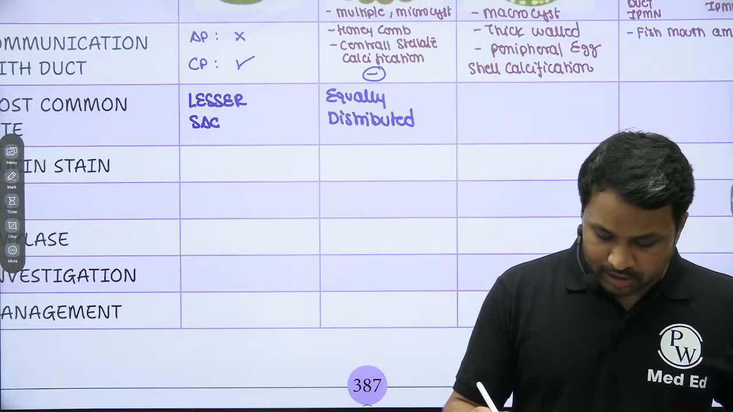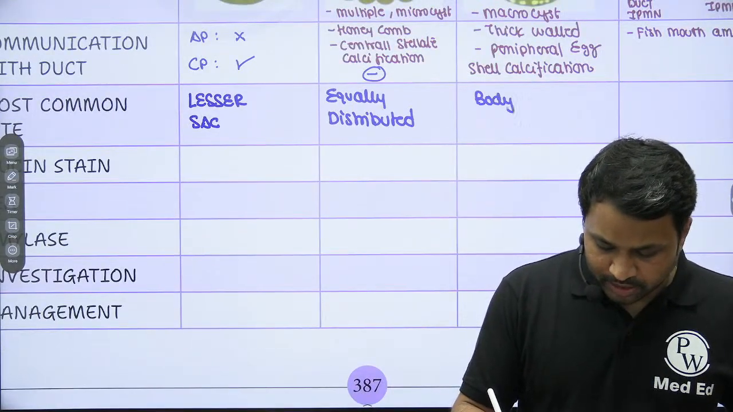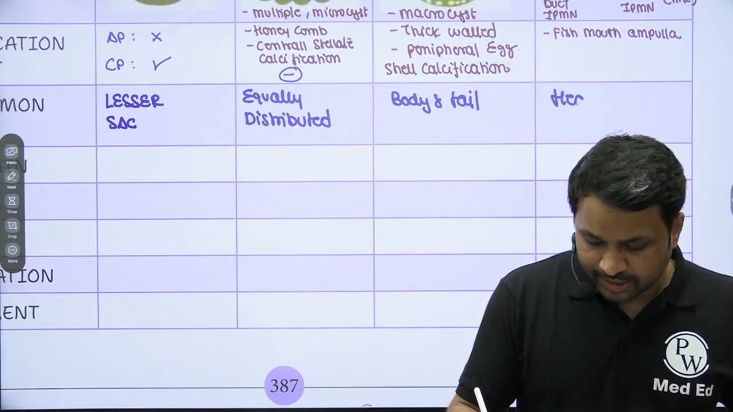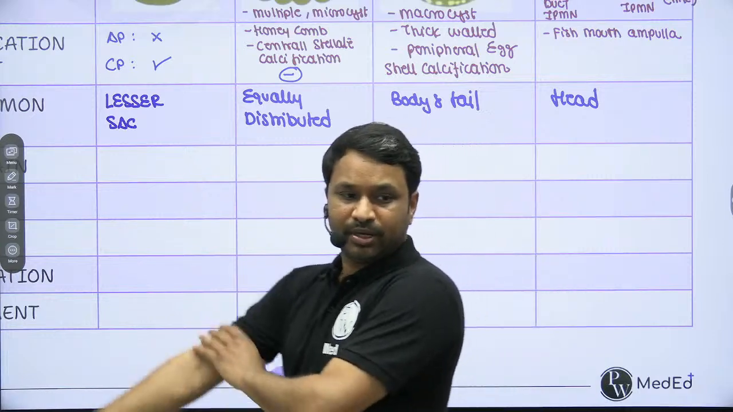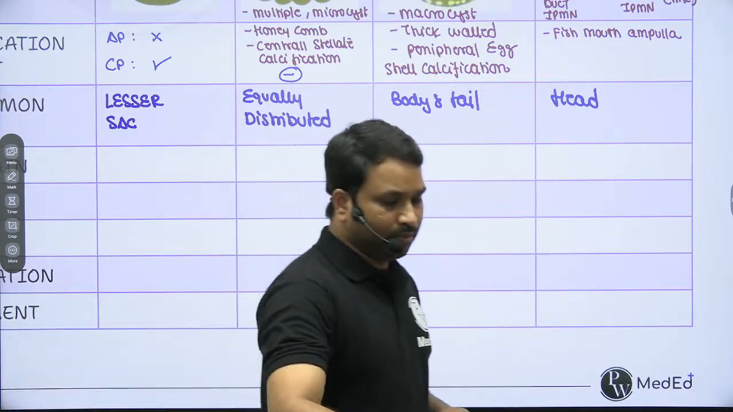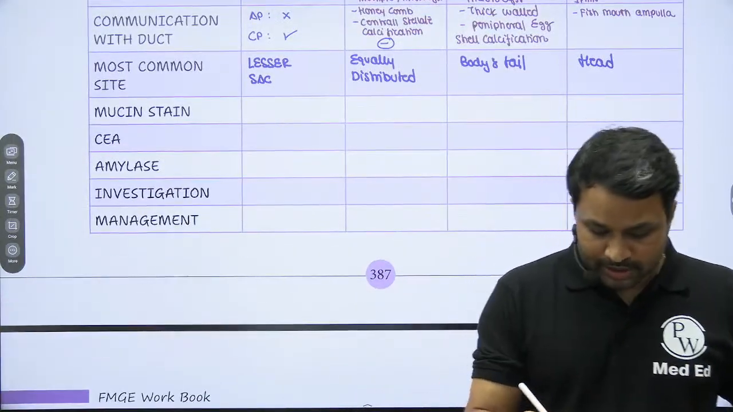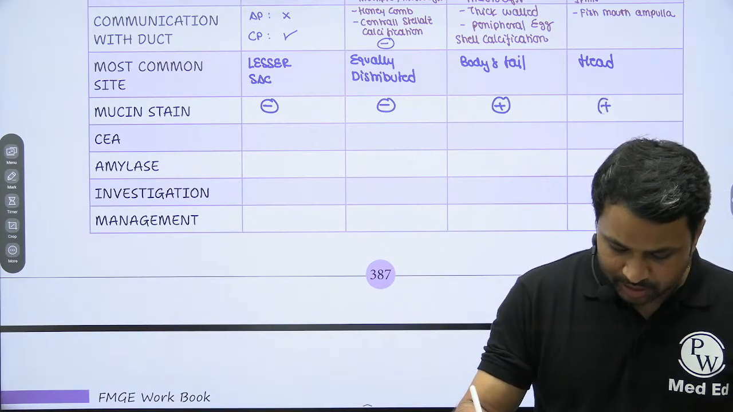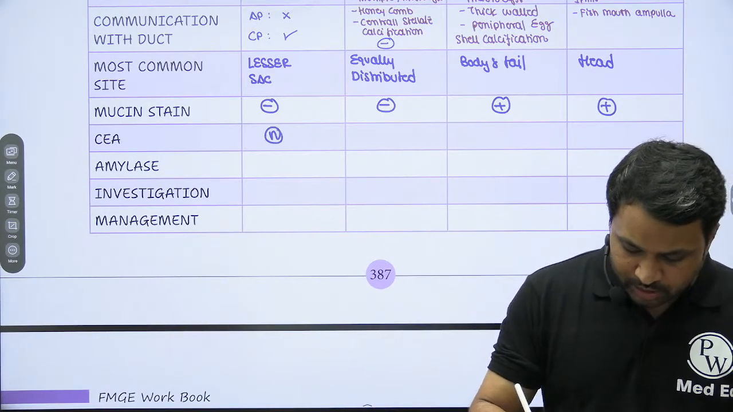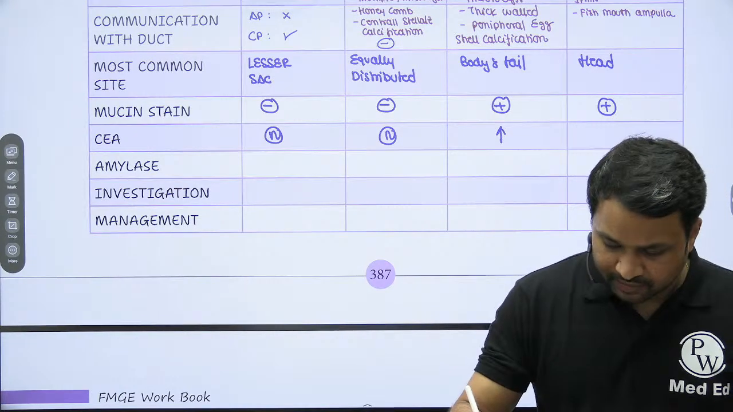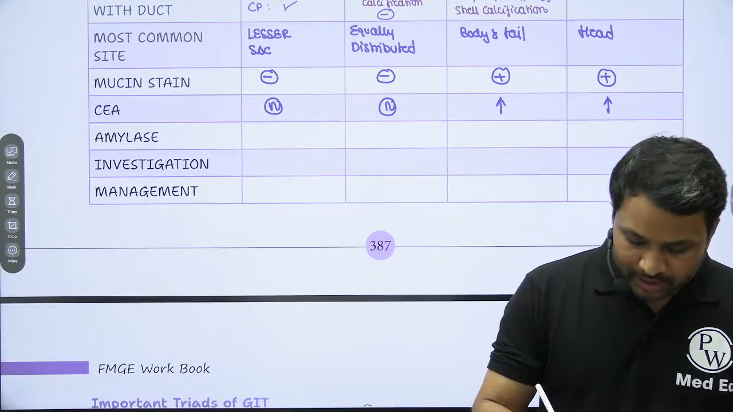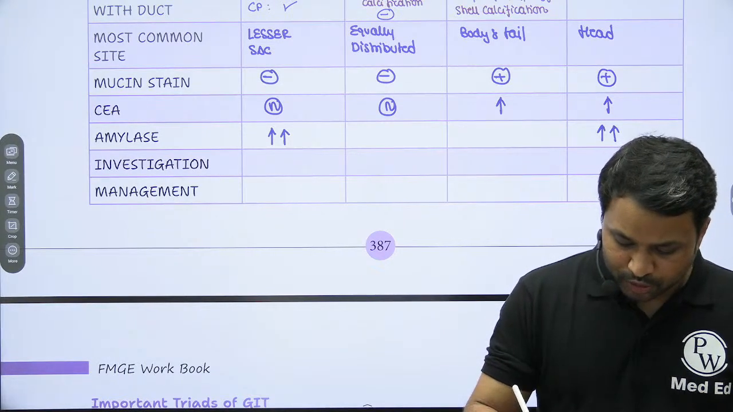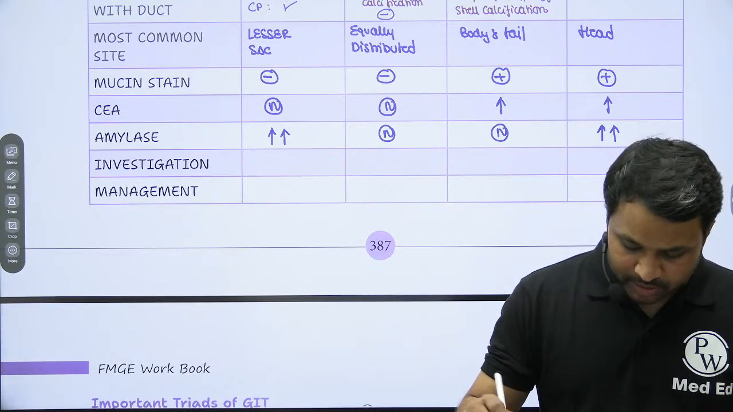Right? Here, mucinous is more common in the body and the tail of the pancreas. IPMN is more common in the head of the pancreas. Right? Now, mucin stains are only present in mucinous cyst adenoma as well as IPMN. CA remains normal in pseudocyst and serous cyst, but this is elevated in the other two. Amylase level is elevated in the IPMN as well as pseudocyst of the pancreas. The amylase remains normal here.